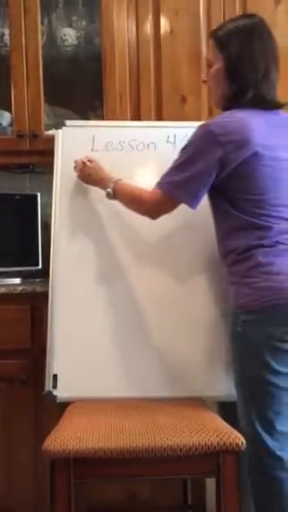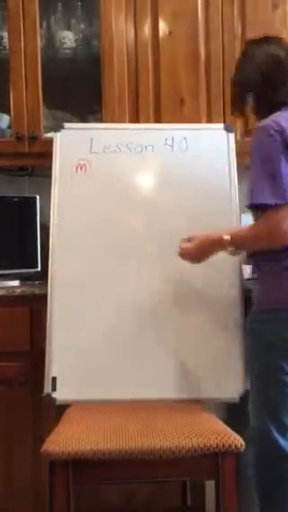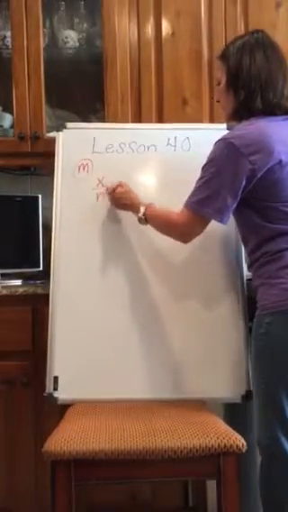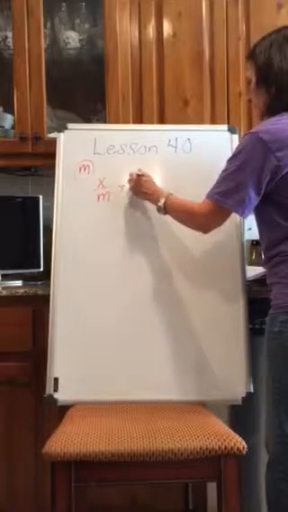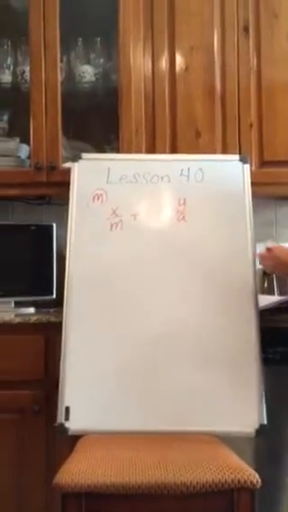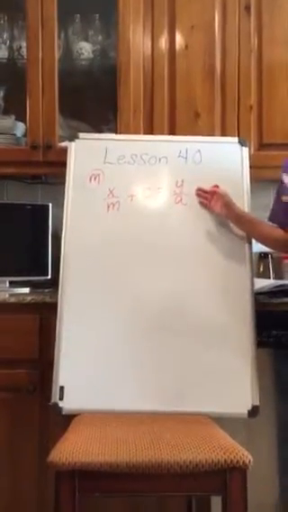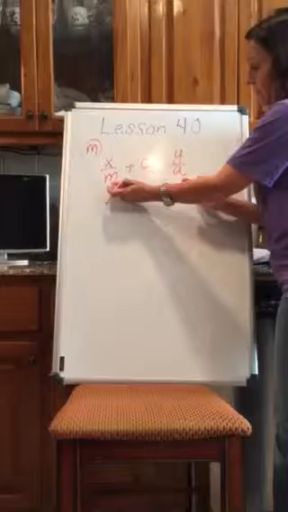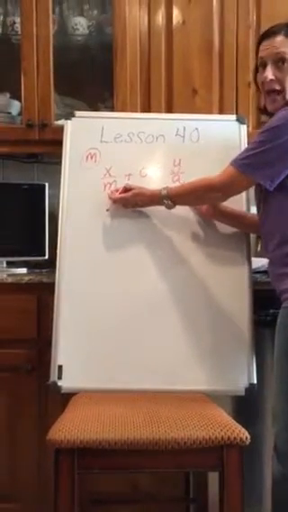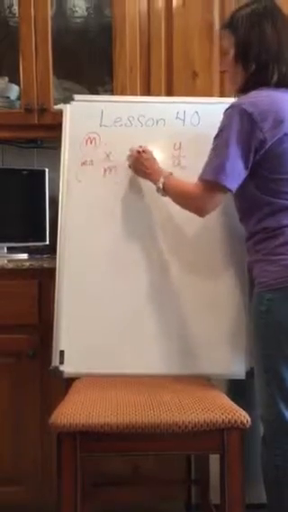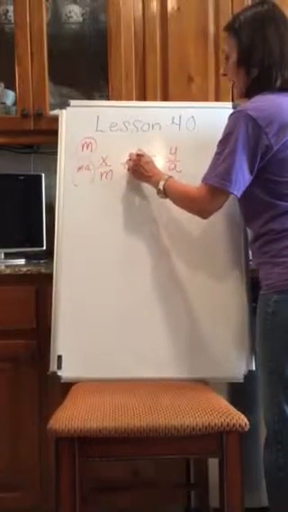40.2, we're solving for M. The equation is x over M plus C equals y over A. I have an equal sign. I'm going to eliminate my denominators by multiplying by the least common multiple. It's MA. Multiply every term by MA.